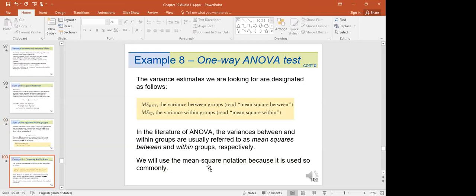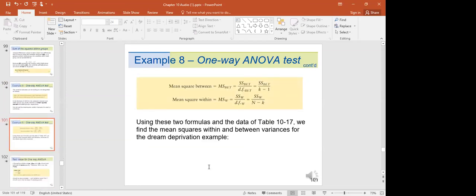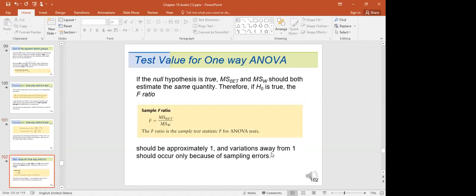Now, the mean sum of the square between and the mean sum of the square within are obtained by dividing the sum of the square between and within by their degrees of freedom. The degree of freedom for the numerator is k minus 1. K is the number of groups, like we had 3 groups there, so k will be 3. And n minus k is the degree of freedom for the denominator, which is the big sample size minus the number of groups. So the test value is the mean of the square between divided by the mean of the square within.